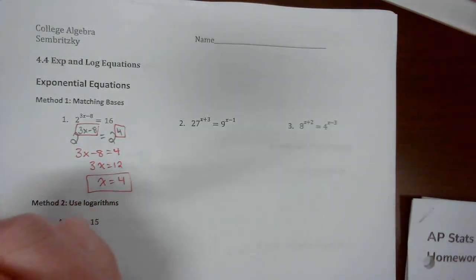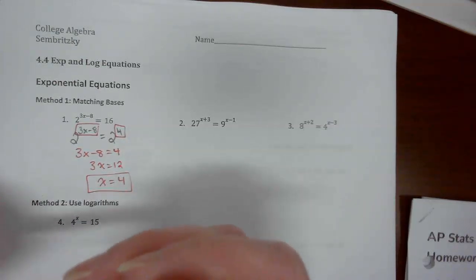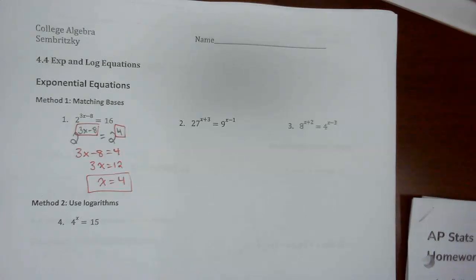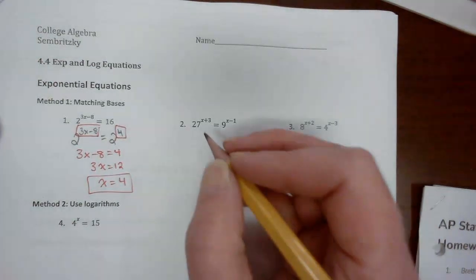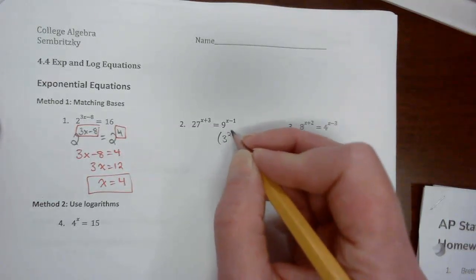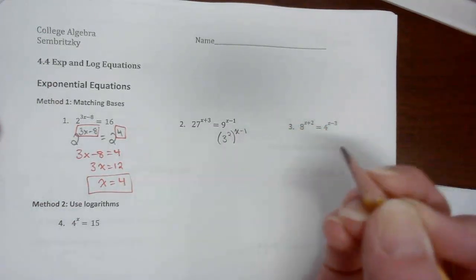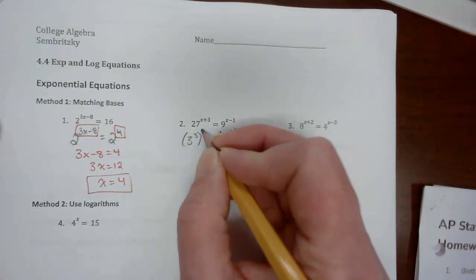On number 2, the bases are 27 and 9. So I want to have the same base. Think of a base that would work for both 27 and 9. So I'm thinking to myself, I know 9 is 3 squared. And I know this is 3 cubed.